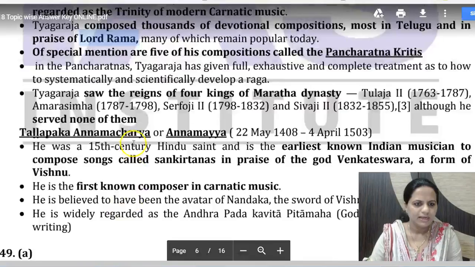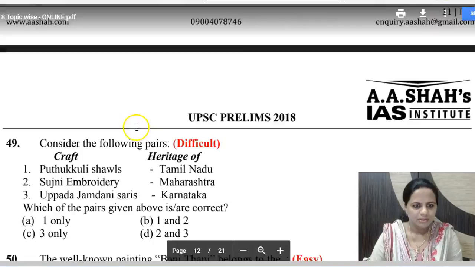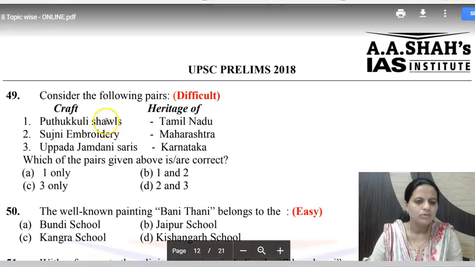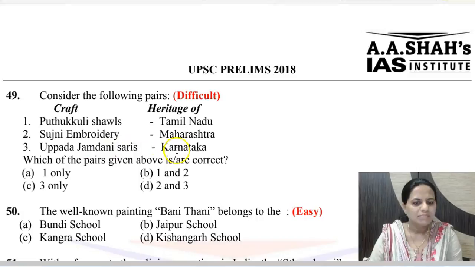Then next, 49th question. Here it is, pairs. Consider the following pairs. Craft, heritage of. So, Puthukuli shawls, Tamil Nadu. Sujani embroidery, Maharashtra. Uppad Jamdani saris, Karnataka. So, again, this is a difficult question. Knowing regarding these crafts and from which state they are is difficult.